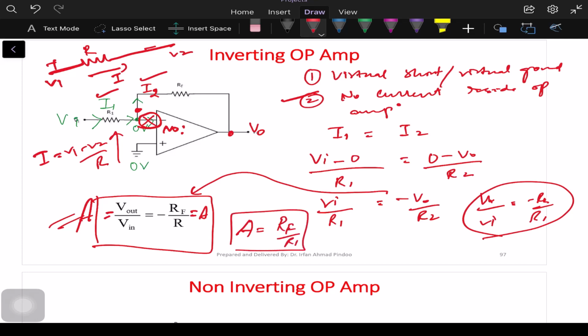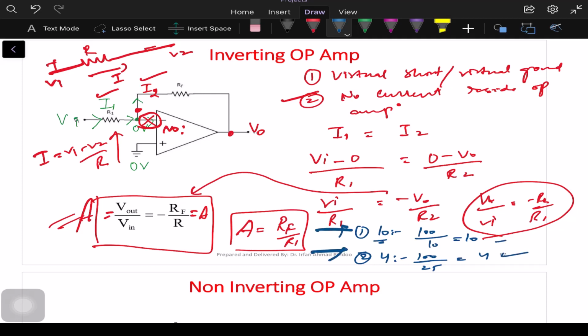Now what will happen with this? You can control the gain. Suppose customer A will come, he needs a gain of 10. So what you can do, we can put suppose the value of RF 100, R1 10, so we will give him a gain of 10. Suppose customer 2 is coming, he wants a gain of 4 only. So we can keep maybe the first one 100, the second one 25. So we can get 4 as the gain value. So the point is we can control the gain as per the design requirement.